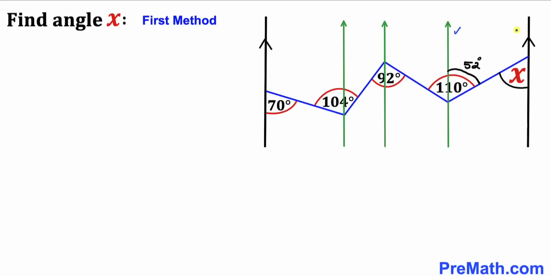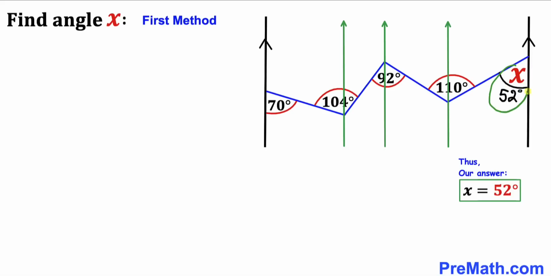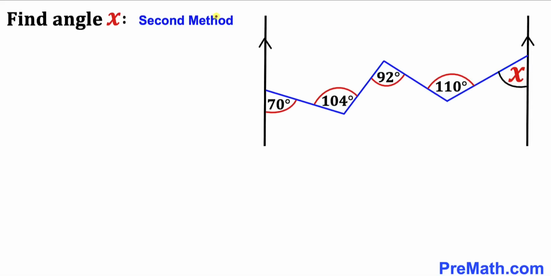Let's focus on these two parallel lines, and this is our transversal. So therefore this angle and this angle have got to be alternate interior angles. If this angle is 52 degrees, this angle has got to be 52 degrees as well. So therefore our angle X turns out to be 52 degrees. And now let me share with you the second method.